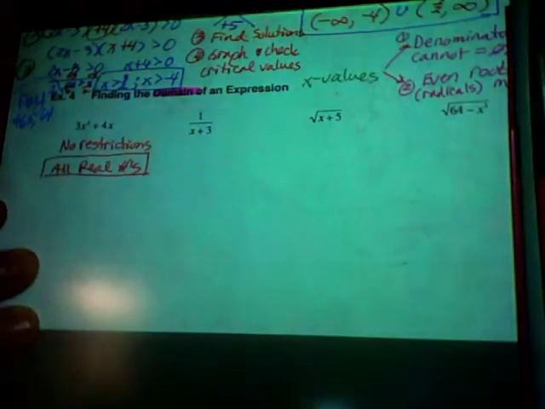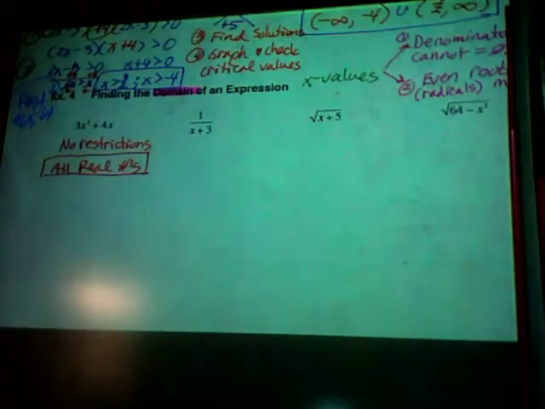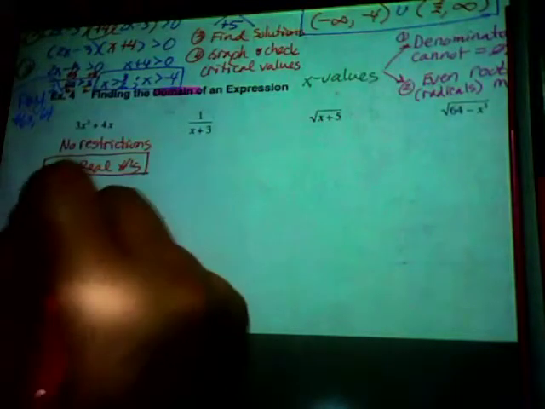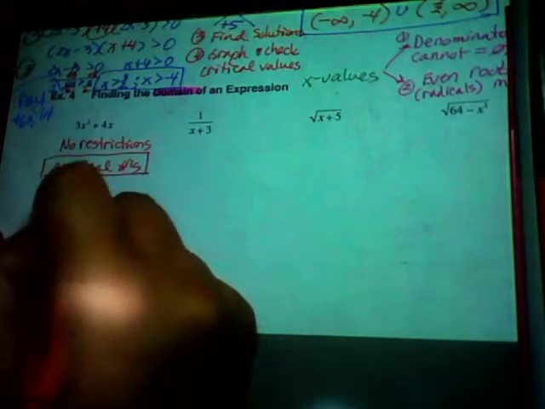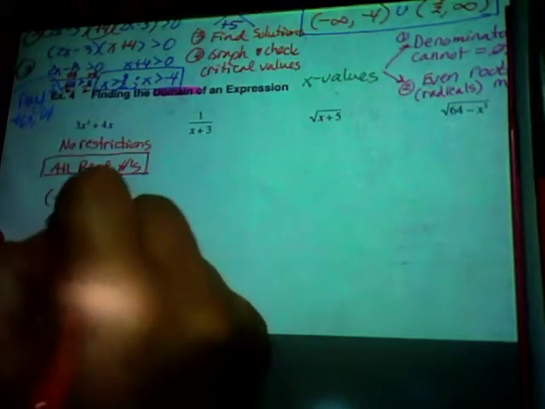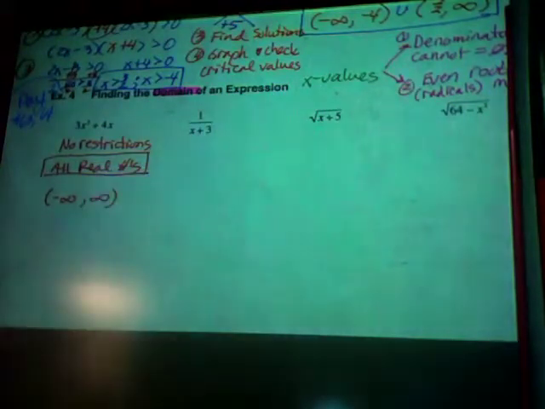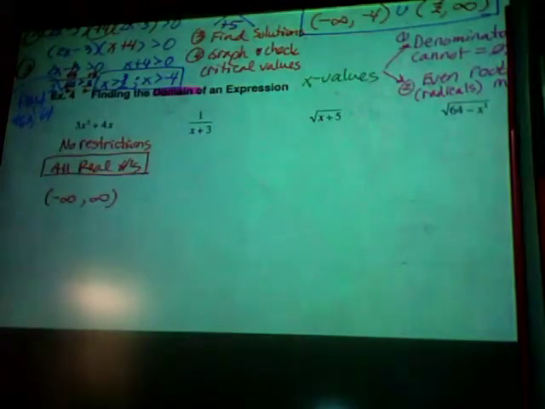How do you think our interval notation would be for all real numbers? What's the left bound for all real numbers? Negative infinity. What's the right bound? Positive infinity. So because infinity has parentheses, it does look like an ordered pair, negative infinity to positive infinity.